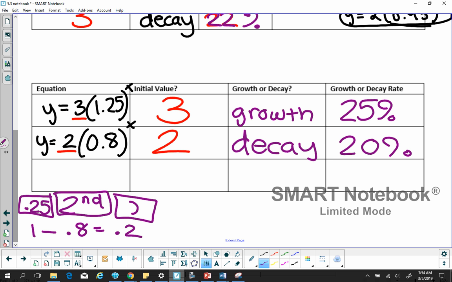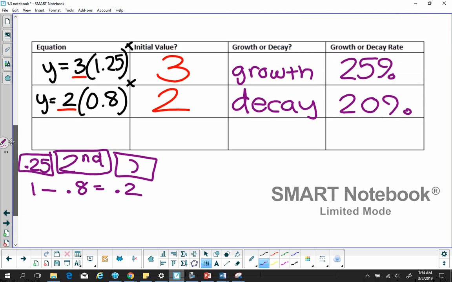If it's growing, you're doing that number minus 1. So like the first one, it would look like that. Cool. Let's try the next one.